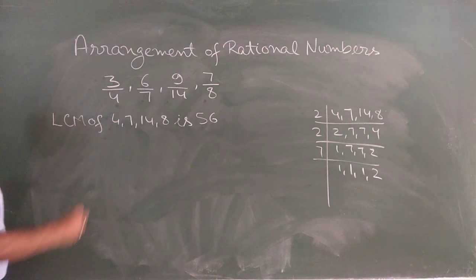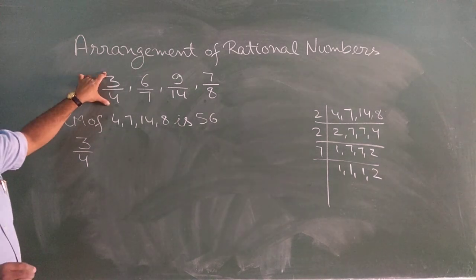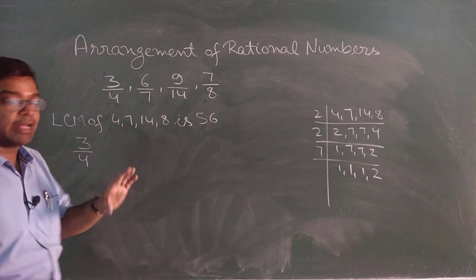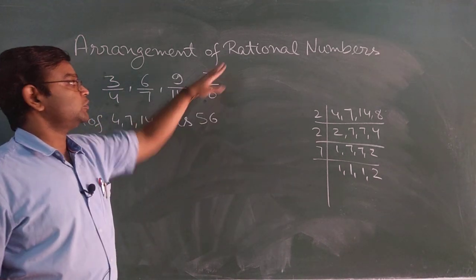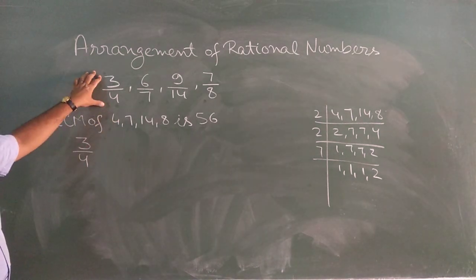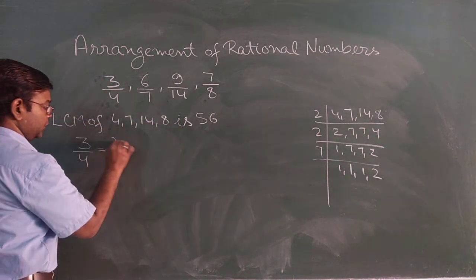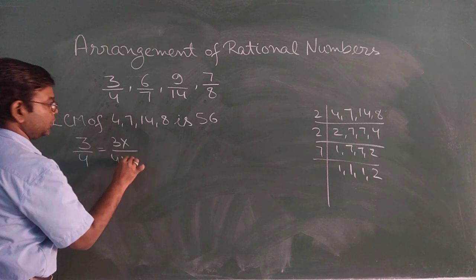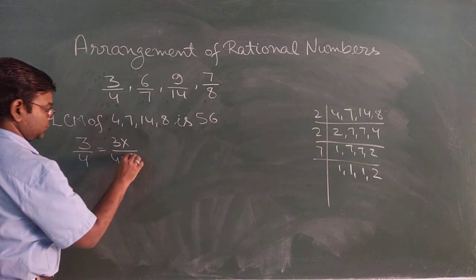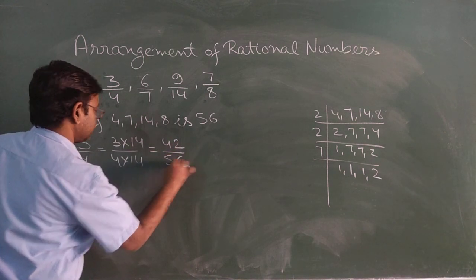Like in the last video we discussed, find the equivalent fraction of each fraction, each rational number. I am using fraction sometimes in place of rational number because both are the same. So 3 upon 4 we have to convert into an equivalent rational number with denominator 56. How do we convert? 3 into 14, 4 into 14, so it's 42 upon 56.